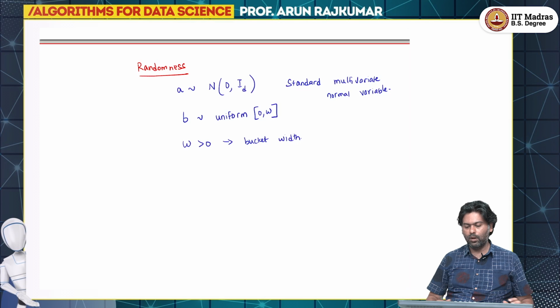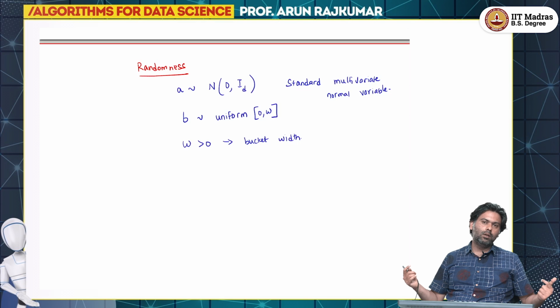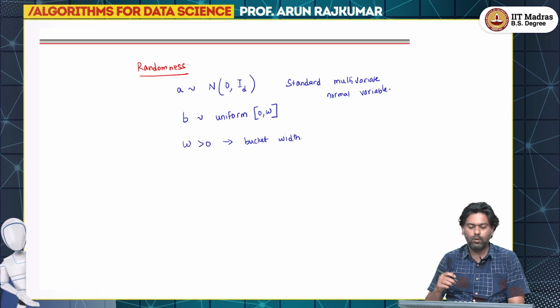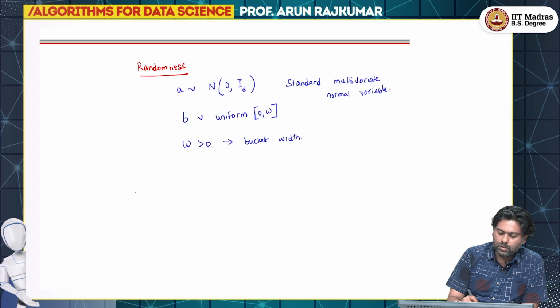Let's try to analyze this hash family. So basically we want to understand what is the chance that if I take 2 points they collide. So collision happens.